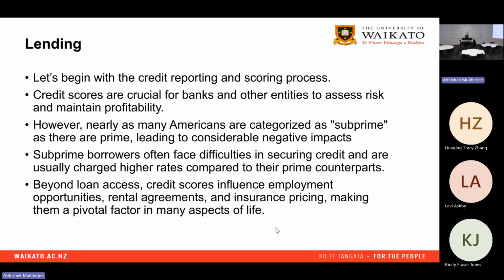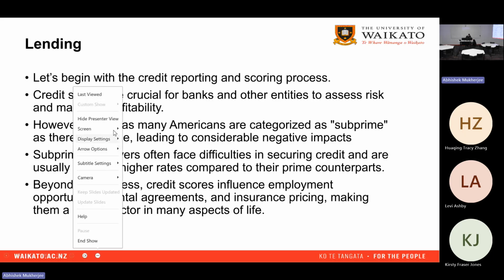So then, how do they decide who is going to get the loan? Credit scores. We all have a credit score. The bank will look at our credit score and decide if we are eligible to get a loan, any kind of loan, be it a home loan, a personal loan, or any financial institute involved in lending money, including chain financing or other personal financing. So how does the credit score work? Credit scores are crucial for banks and other entities to assess the risk and maintain profitability. So why is the credit score important? It's for that risk.